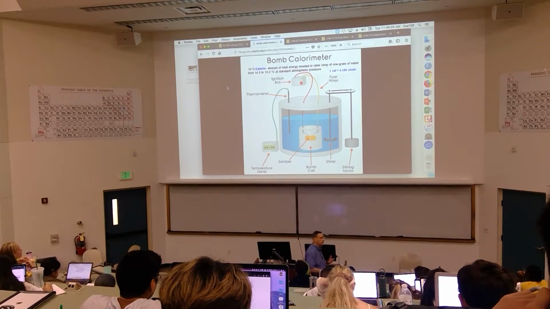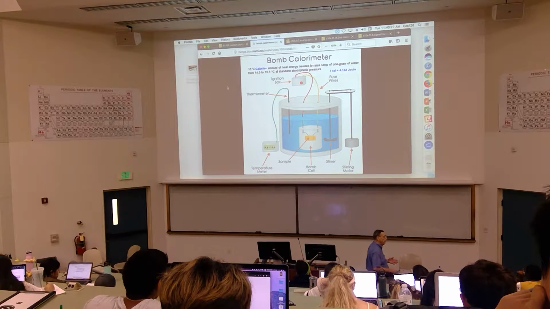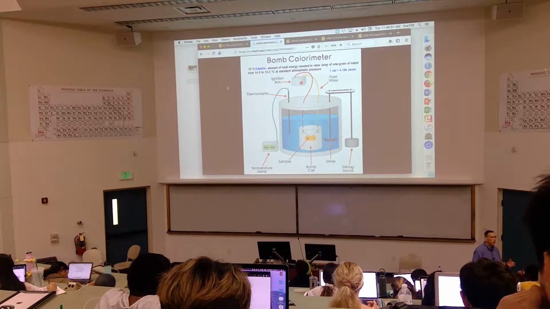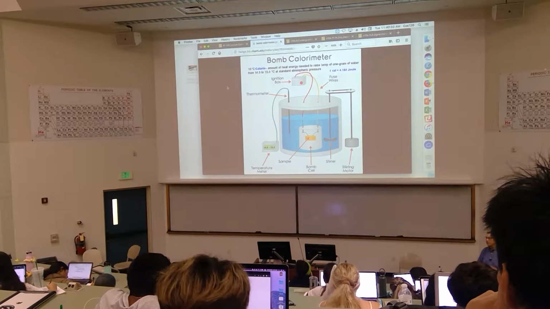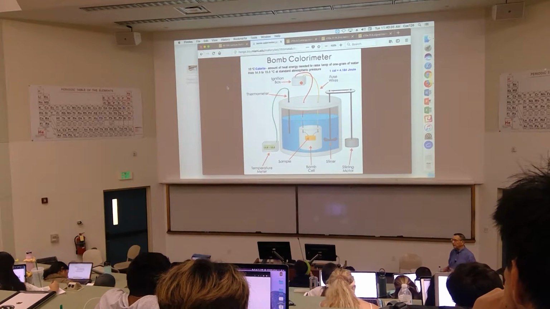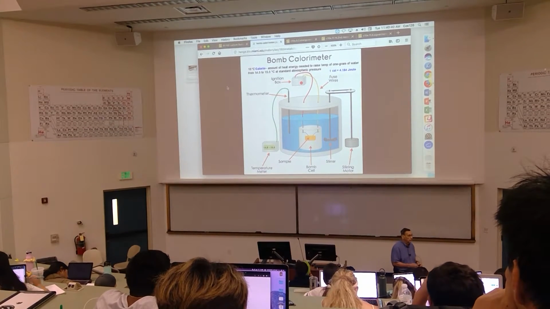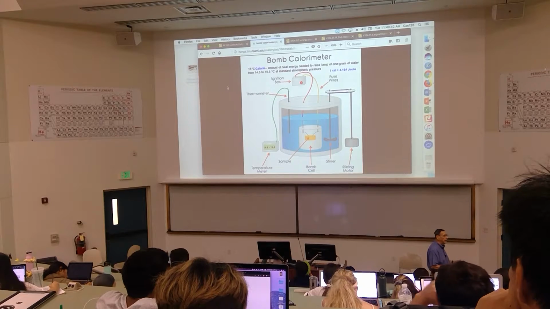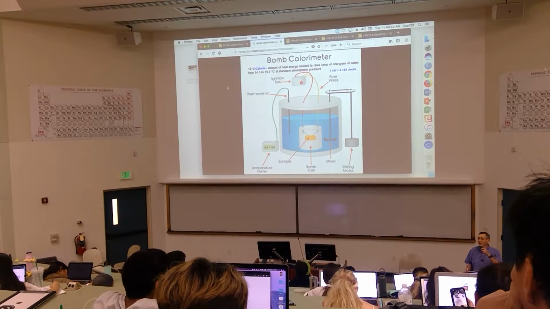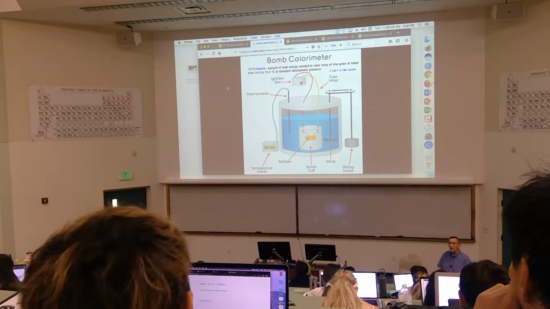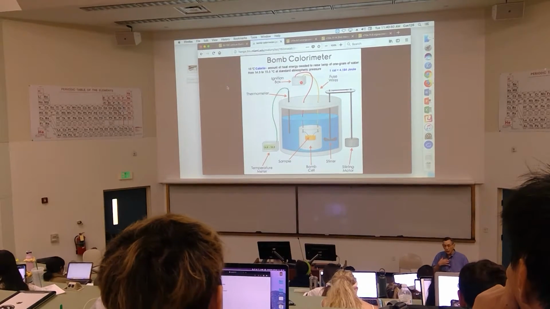A calorie is defined as that amount of heat that's necessary to change the temperature of water from 14.5 to 15.5 degrees centigrade in the bomb calorimeter. That's what a calorie is. If you see a kilocalorie, that's 1,000 calories. If you see 1 C, that's 1,000 calories, or 1 kilocalorie. It is the unit that I'm going to use.